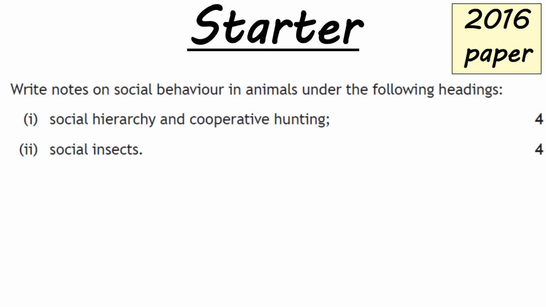Okay, so we've covered everything in social behaviour. So just to finish off, let's see if you could produce what was required if it was an exam paper. So try this. Write notes on social behaviour in animals under the following headings. Part 1, social hierarchy and cooperative hunting, and part 2, social insects. Press pause and do that.